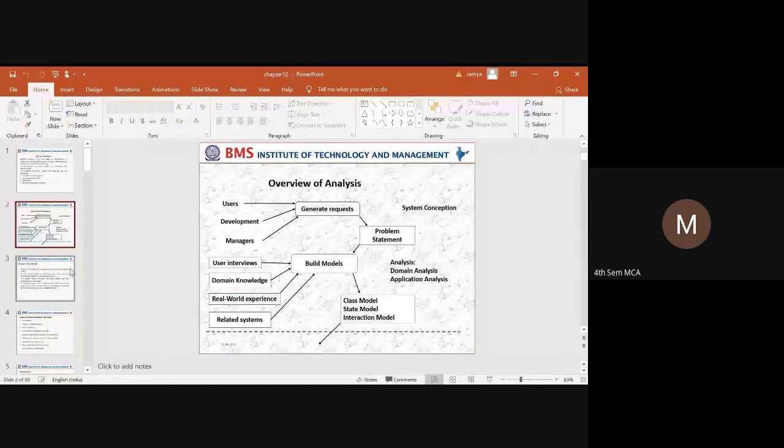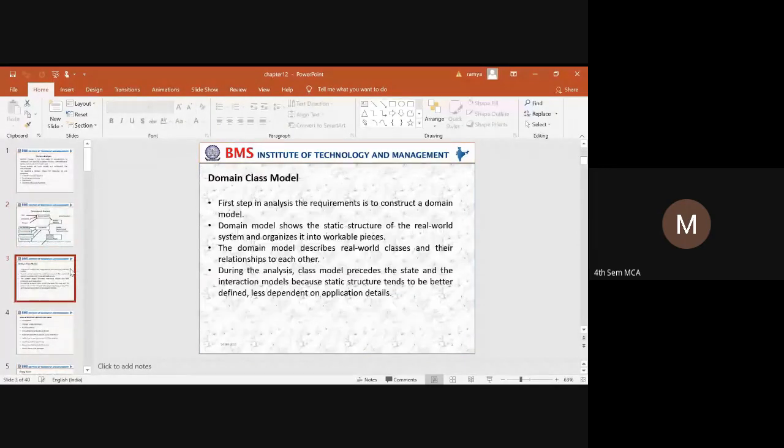Next, we have the domain class model. In a domain class model, it is a process of how we construct the class model, state model, and interaction model based on different experiences. So that is what we are going to learn in this chapter.